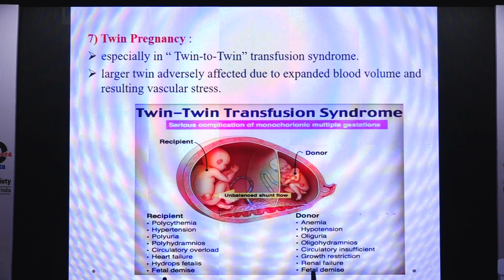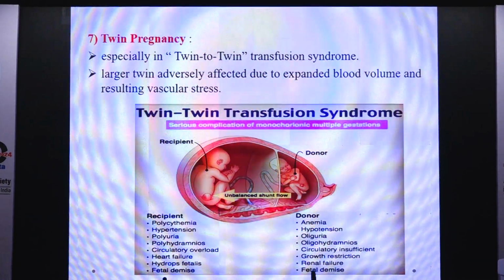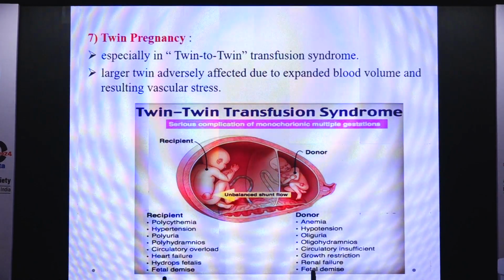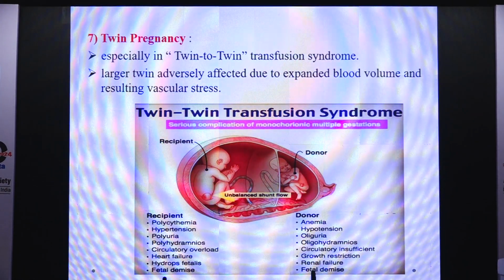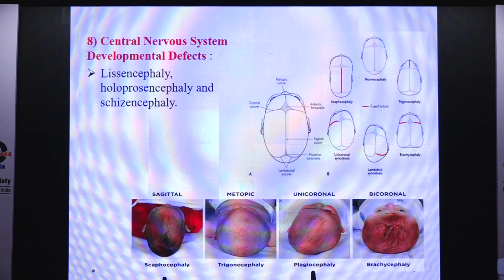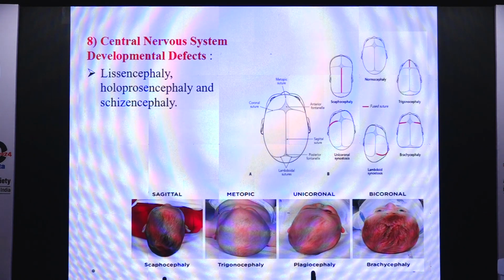Another interesting point is twin pregnancy, especially in twin-twin transfusion syndrome. Here, the larger baby most of the time is seen to have been affected by CVI. Why does it happen? Because the larger twin is adversely affected due to expanded blood volume, which results in vascular stress. Also, certain central nervous system developmental defects like lissencephaly, holoprosencephaly, and schizencephaly have been seen to be associated with CVI.